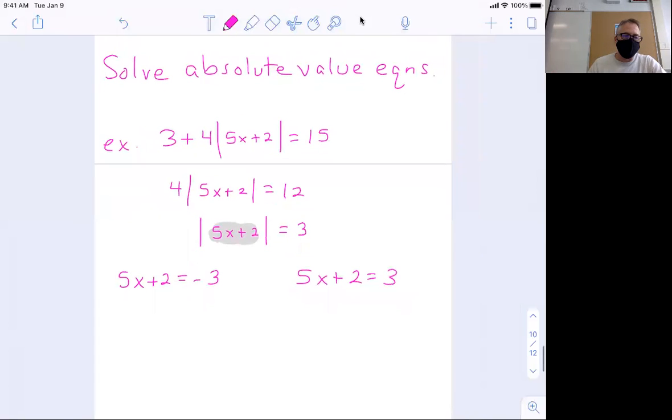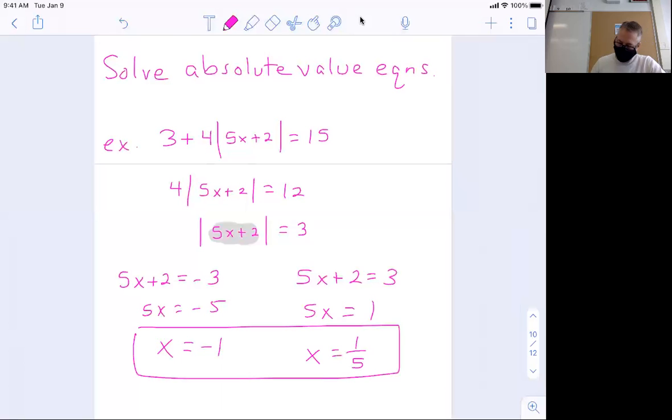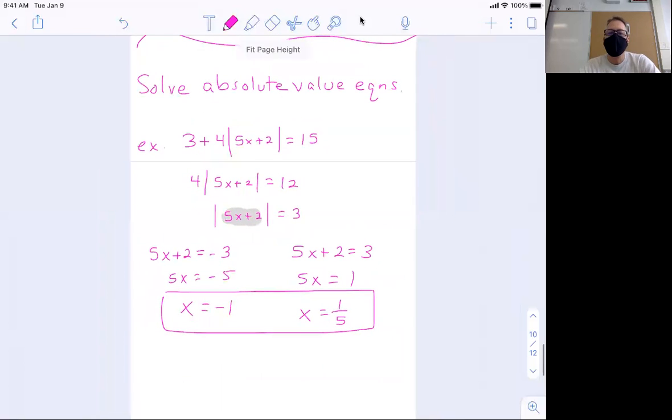And then that's an old algebra 1, right? Just move the 2 over. 5x is -5, and x comes out to be -1. So we get -1 and 1/5.